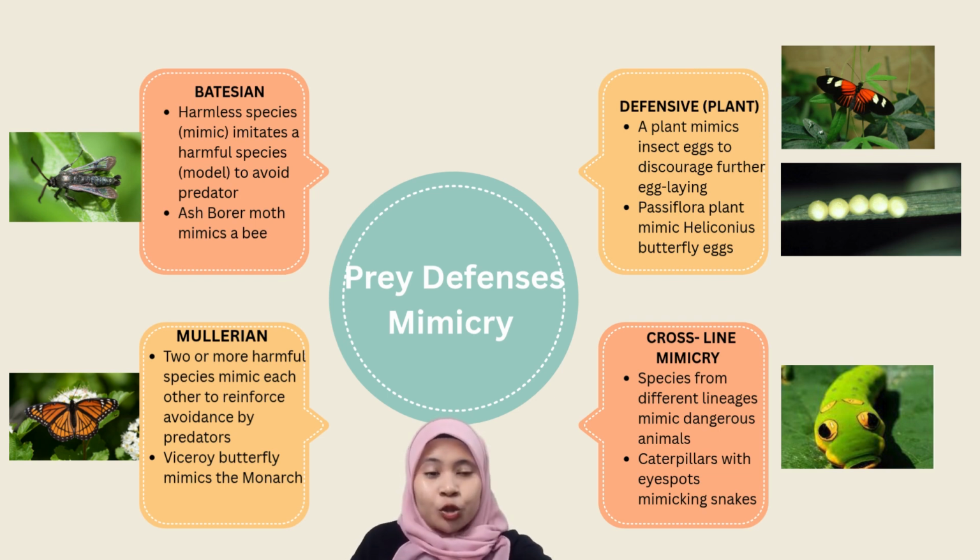Okay, next we go to cross-lineage mimicry. Sometimes mimicry happens across totally unrelated species. This is called cross-phylogenetic mimicry. For example, some caterpillars have eye spots that look like snake eyes to scare off predators.